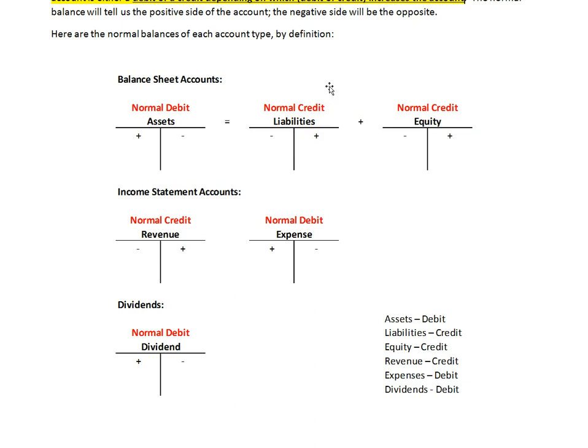For the income statement accounts, revenue is defined as a normal credit, expenses have a normal debit, and dividends have a normal debit. These 3 accounts are temporary in nature, and they're going to close out to equity at the end of the period. Revenue closes out as a positive to equity, so it has to share the same relationship. It has to have the positive, the normal credit balance, just like equity does.